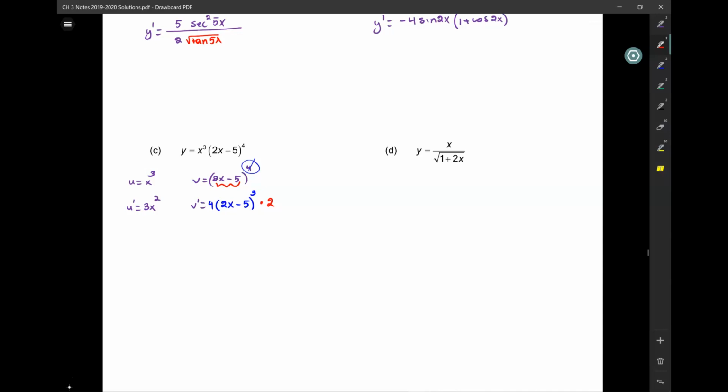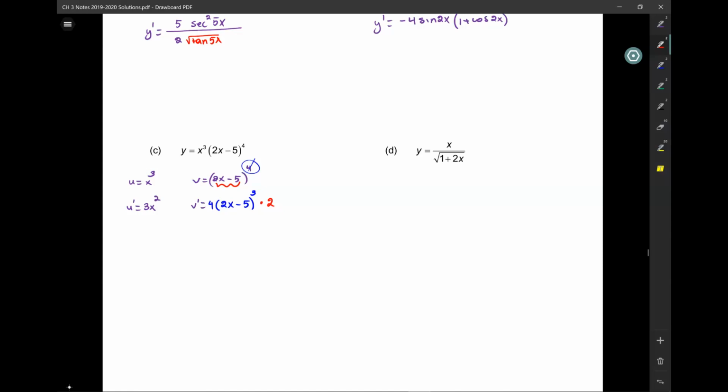Okay, so we had to find u and v, and then v prime. But in taking the derivative of v, you notice that that's a chain rule. So you're not taking the chain rule of a product, you're doing the product rule of a chain rule.